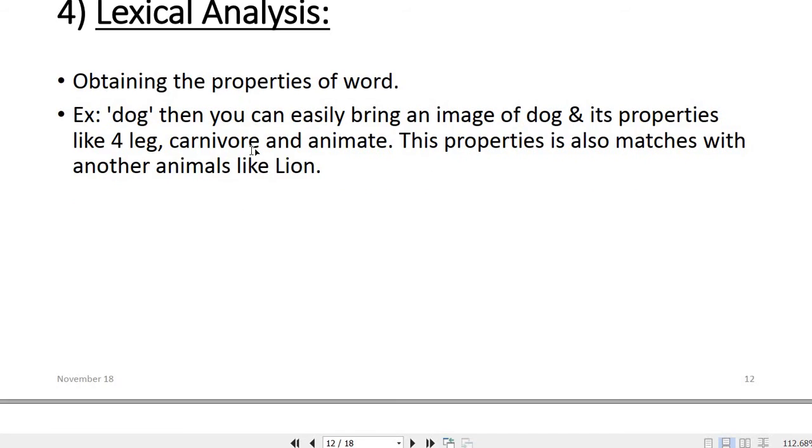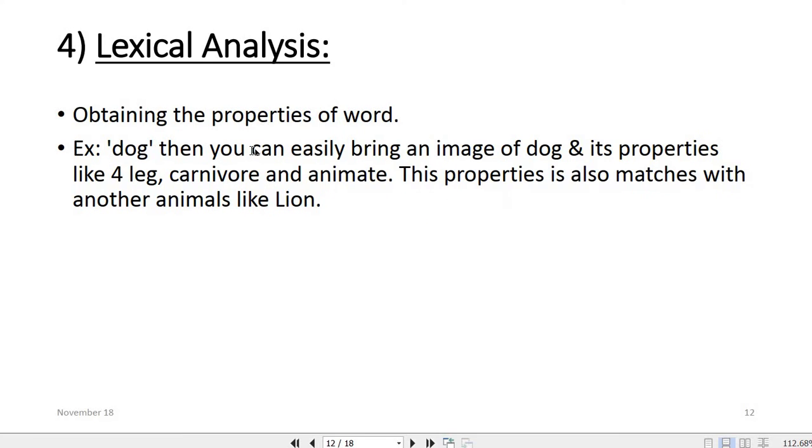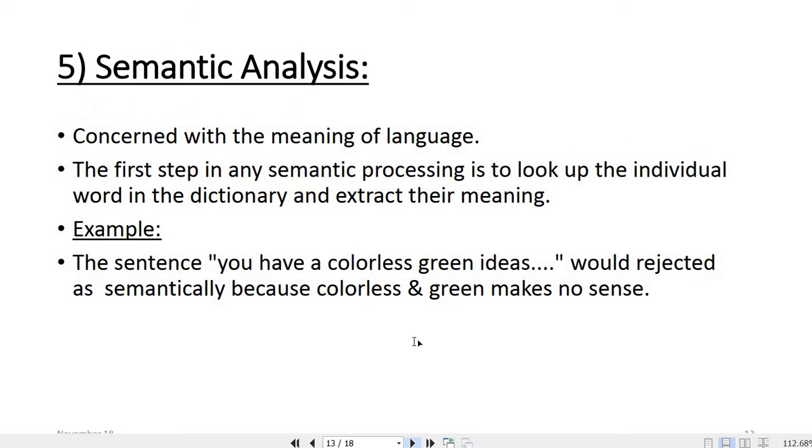Why do we need to have those kinds of properties? Because to differentiate between the words, sometimes words have a similar meaning. So how to differentiate them? The properties help us to differentiate them and to give a context to the sentences.